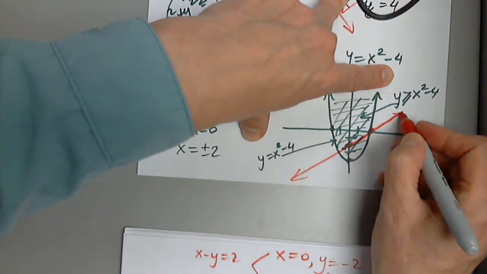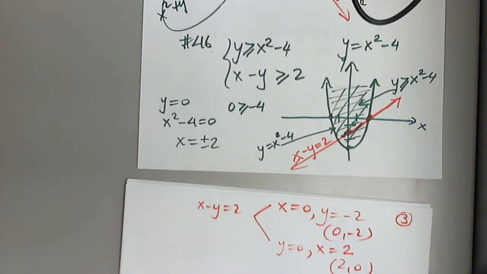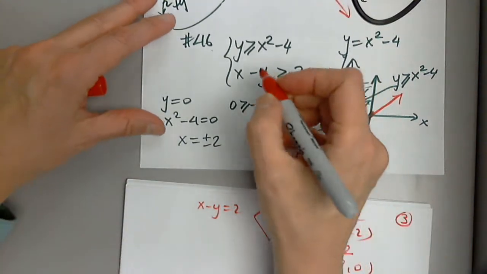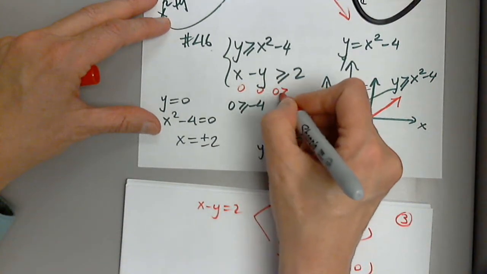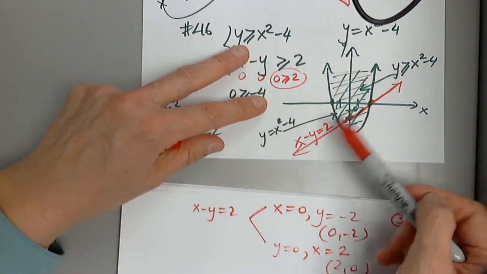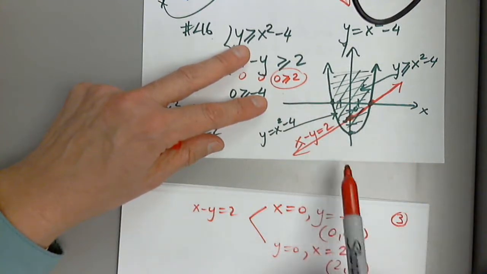Mine is solid and shaky. Sorry. So x minus y equals 2. It divides the entire plane in 2 regions, top and bottom. I will check with the origin. 0, 0. 0 greater than or equal to 2. If you say yes, I'll shade in the upper part. If you say no, it's false, then I'll shade in the bottom. Yes.